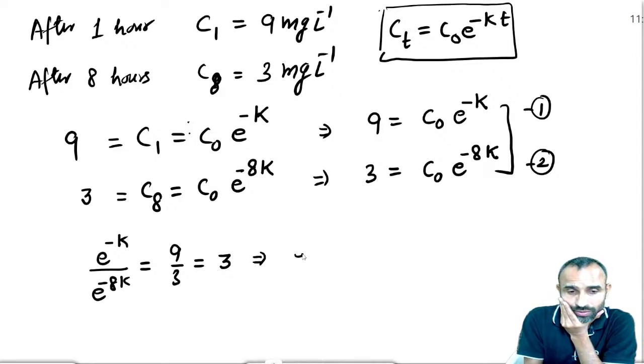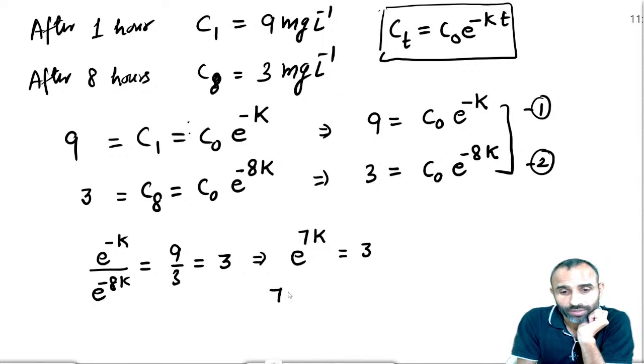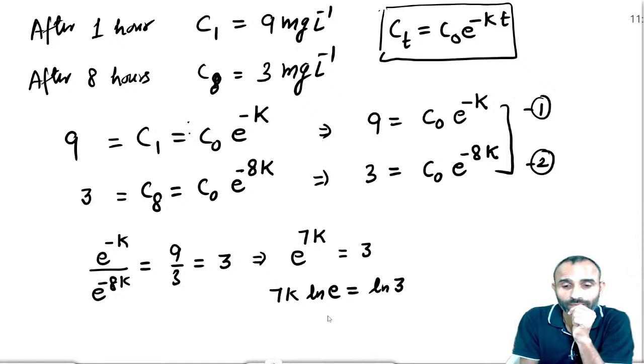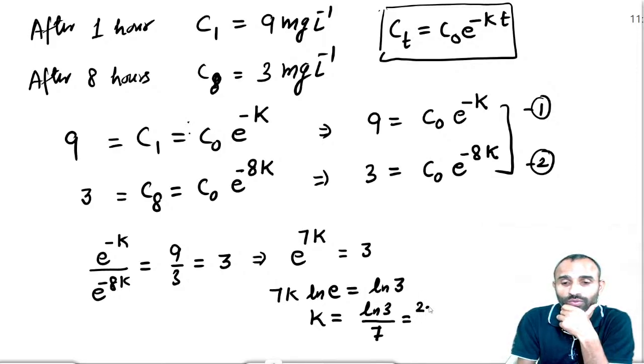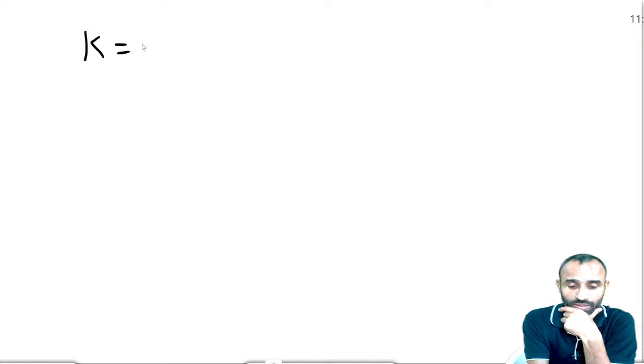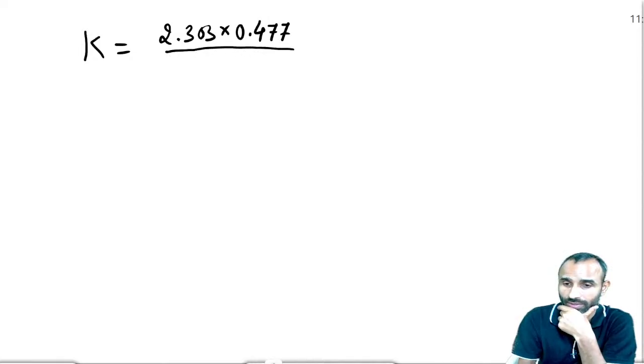So e raised to power 7k equals 3. Taking natural log on both sides, 7k times natural log of e, which is 1, equals natural log of 3. So k is natural log of 3 divided by 7.